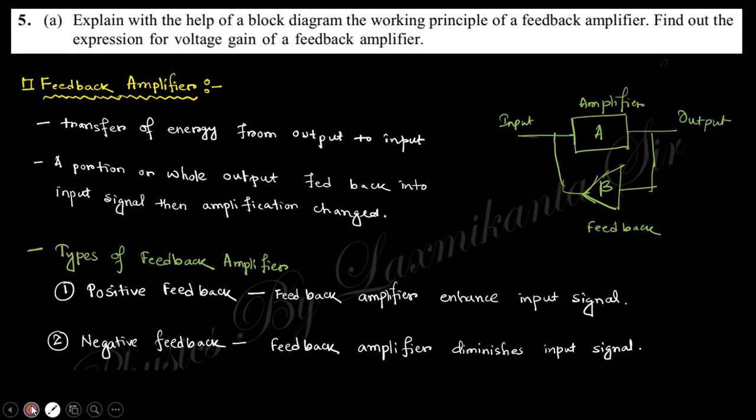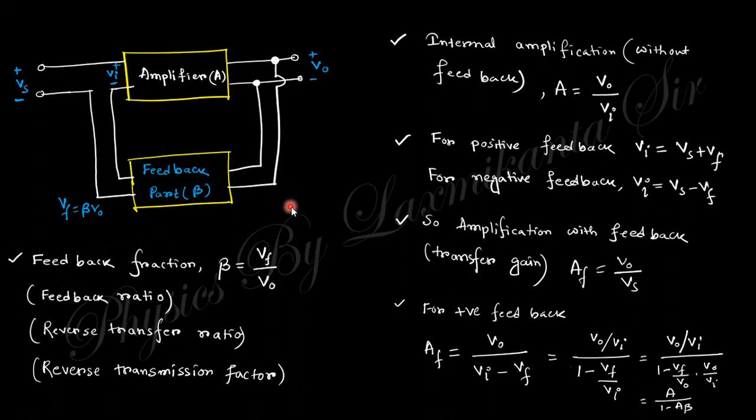Okay. Next, explain with the help of a block diagram the working principle of a feedback amplifier. So in the feedback amplifier, this is the amplifier. If you feed this output back to the input, this will be enhanced also, and amplified again. That's why this is the feedback amplifier. There are two types of feedback amplifier, positive and negative. Negative feedback is more important compared to positive feedback.